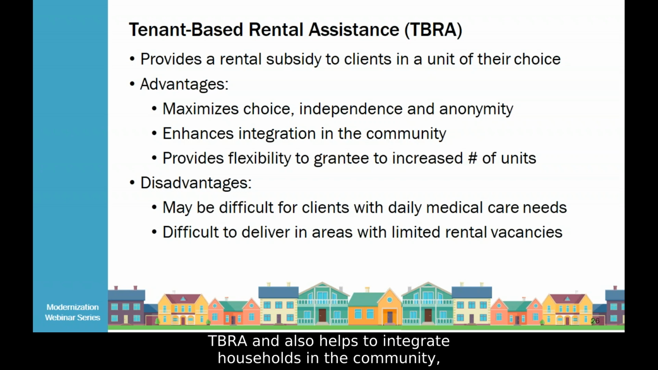TBRA also helps to integrate households in the community, because people with a TBRA are not living in a facility, say, that is 100% for people living with HIV or AIDS. They're not living in special housing. They're just living in housing in the community that anyone else could live in. They just happen to have this rental subsidy to help pay for it.